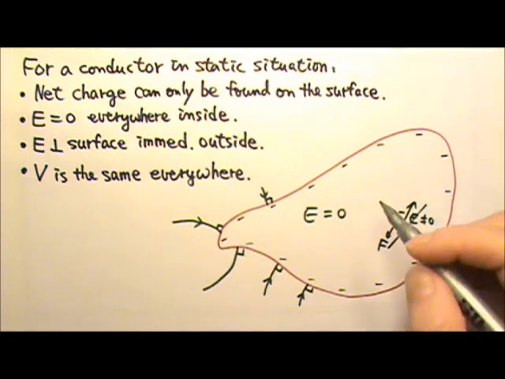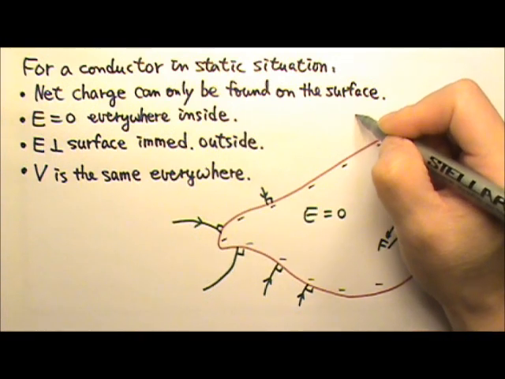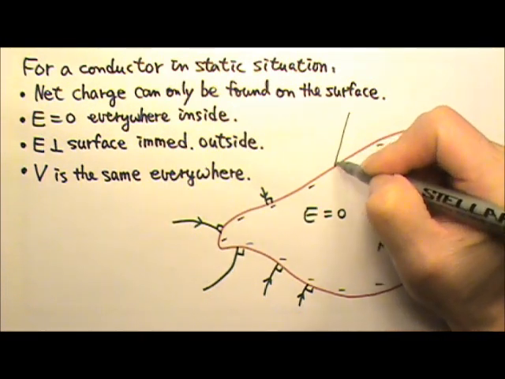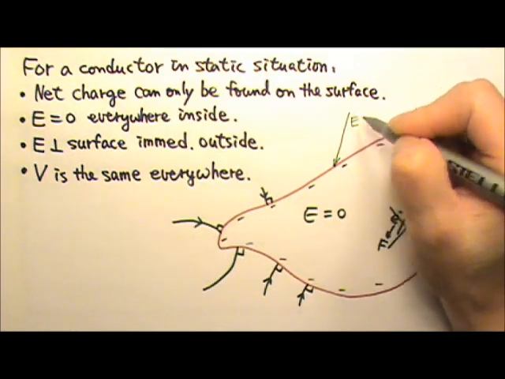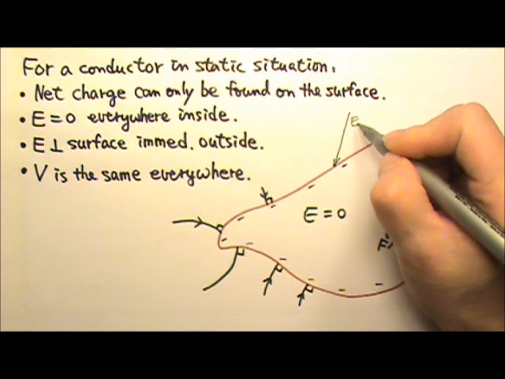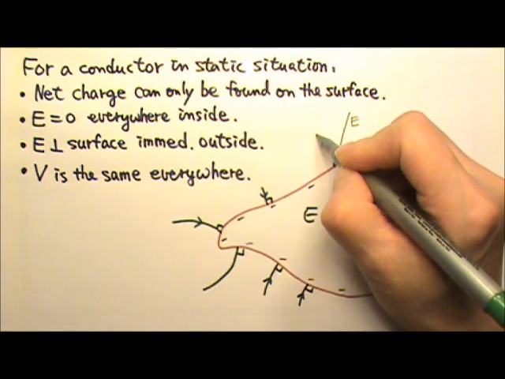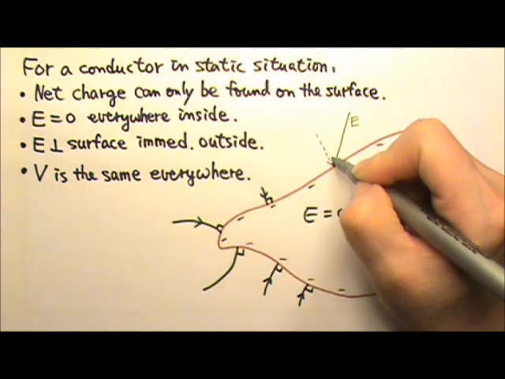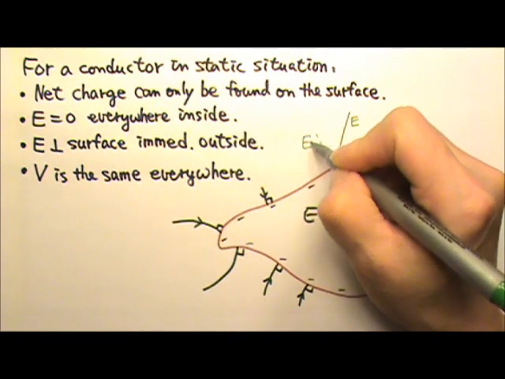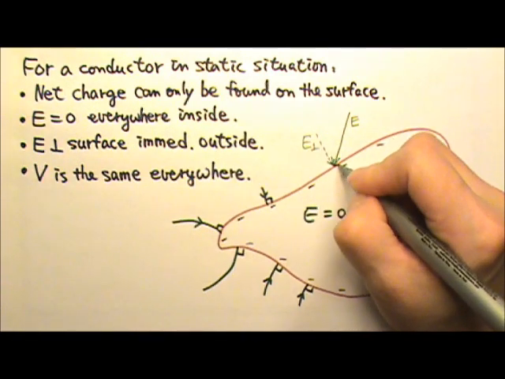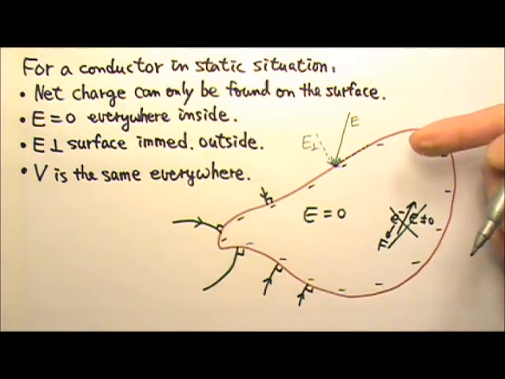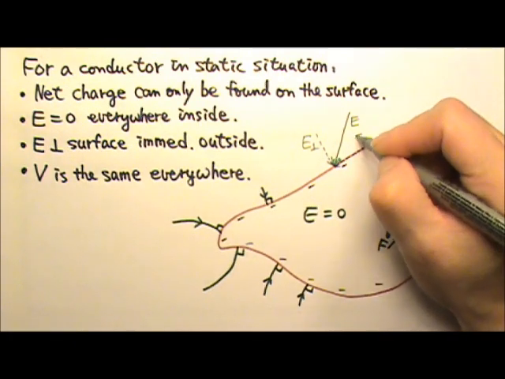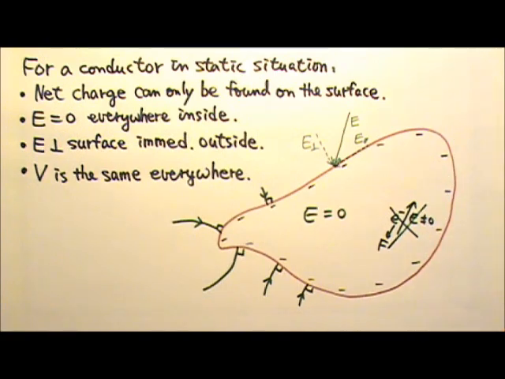Let's see what happens if the electric field is not perpendicular to the surface immediately outside. Let's say we have an electric field going this way. This electric field would have two components. One component that is perpendicular to the surface. The other component will go like this, that way, parallel to the surface.